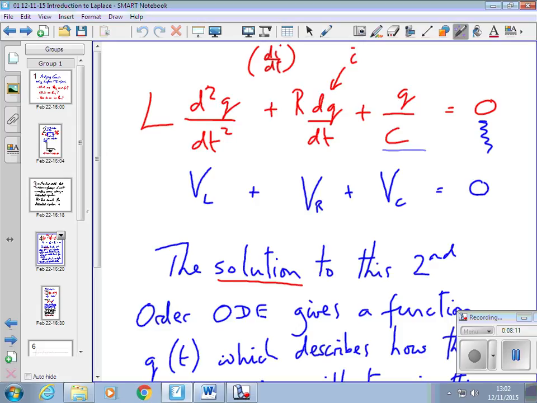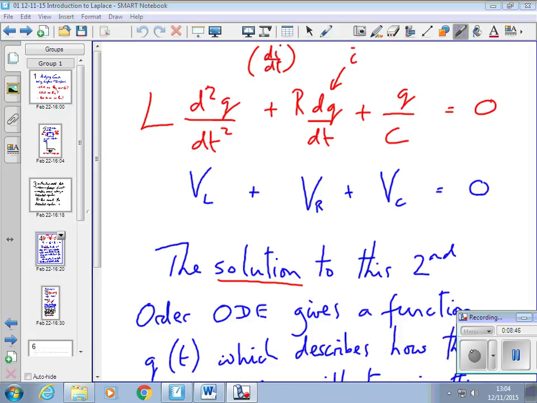Equals naught. Why does it equal naught? Right, there's no supply voltage, so if I added all the voltage across the components, they should add up to be 0. So the total voltage is going to be 0. Be careful, the sum of those three voltages will always be that. So that differential equation is what we've got.